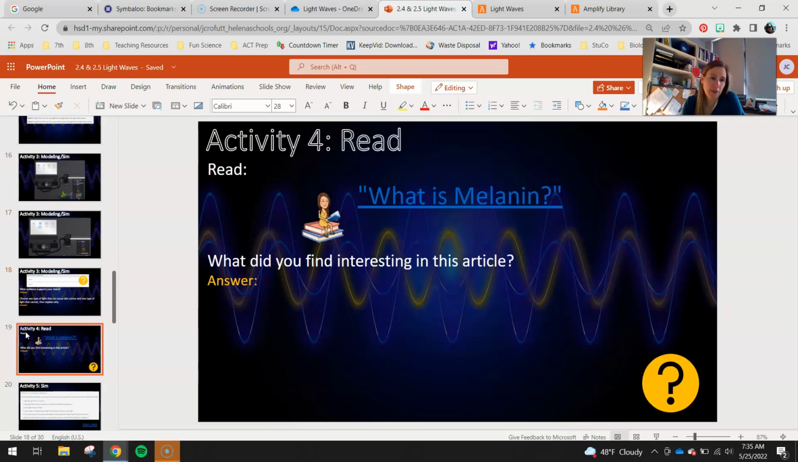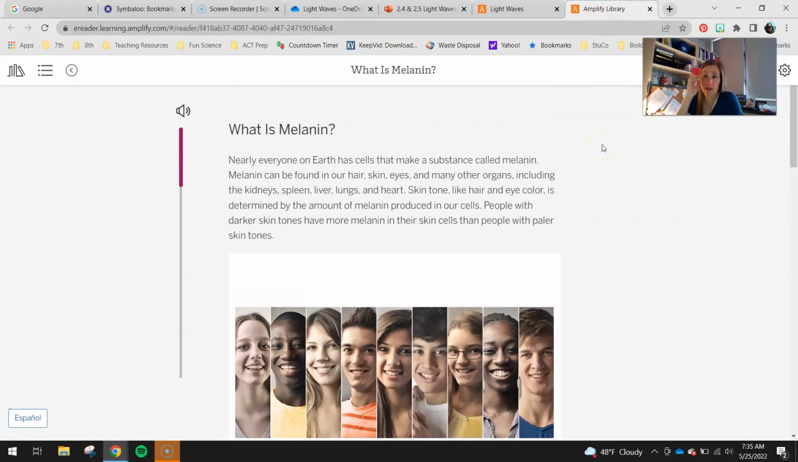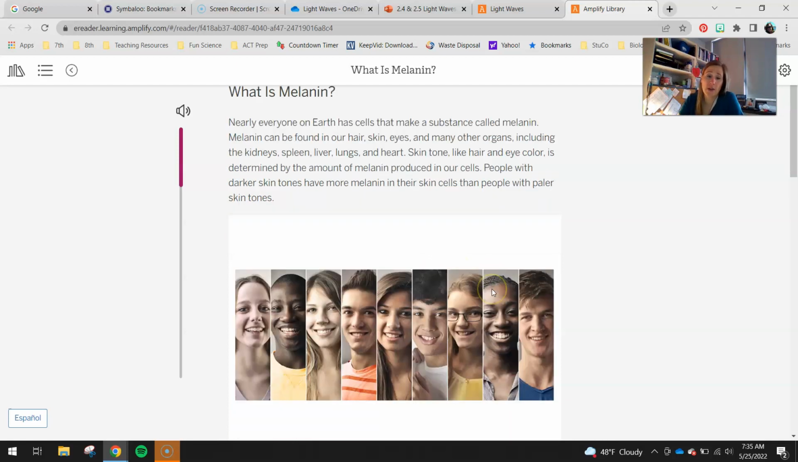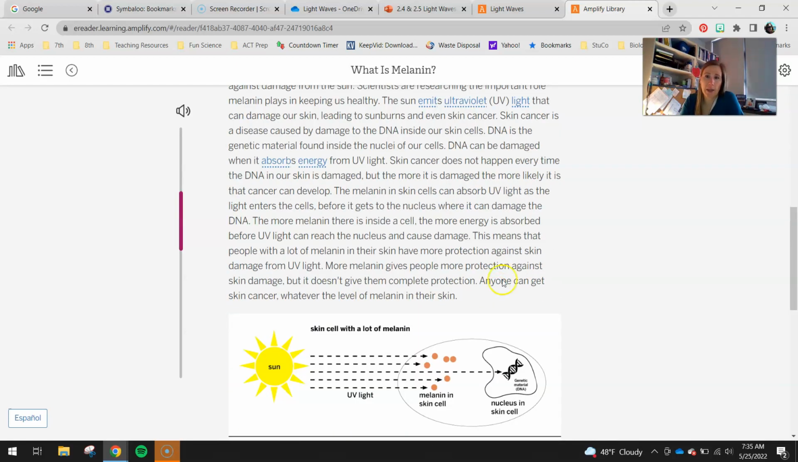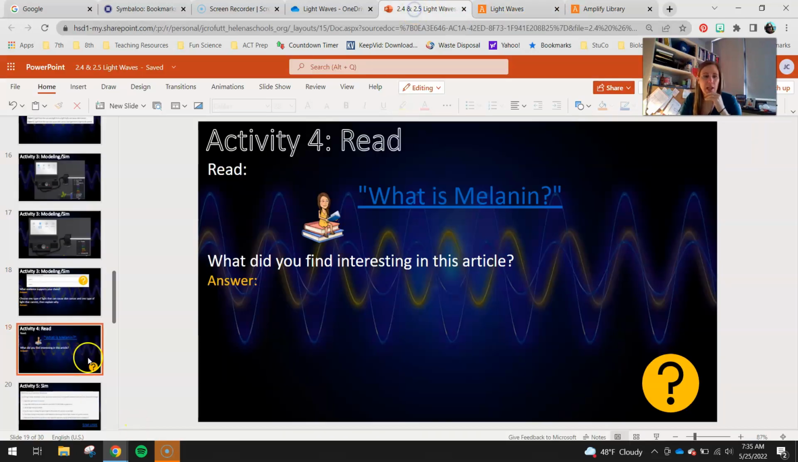All right, so activity 4 is a little reading activity. It's a very short article called What is Melanin? So this is that little pigment in the skin that we see that makes us tan or not. So you're going to learn about what it is specifically, aside from the definition I just gave you, and then learn about how it can help us protect our skin cells or our DNA. Okay, and answer this question, what did you find interesting in this article?